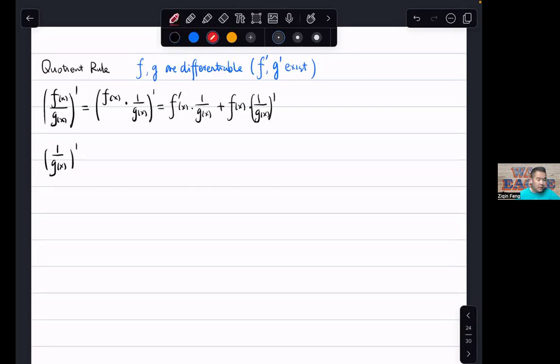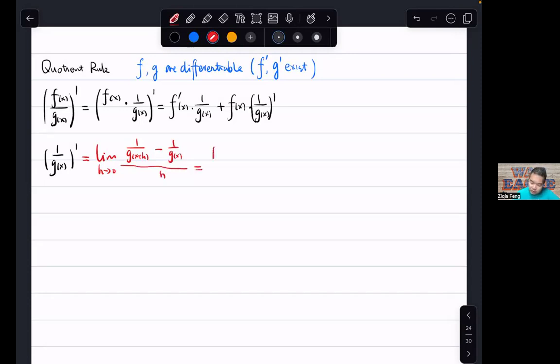Now, how do we get it? Again, here we don't have a good way. We just go back to our formula. This is the limit as h goes to 0 of 1 over g of x plus h minus 1 over g of x, all over h. And because g prime exists, we know that as h goes to 0, g of x plus h minus g of x over h goes to g prime. That's all we know.